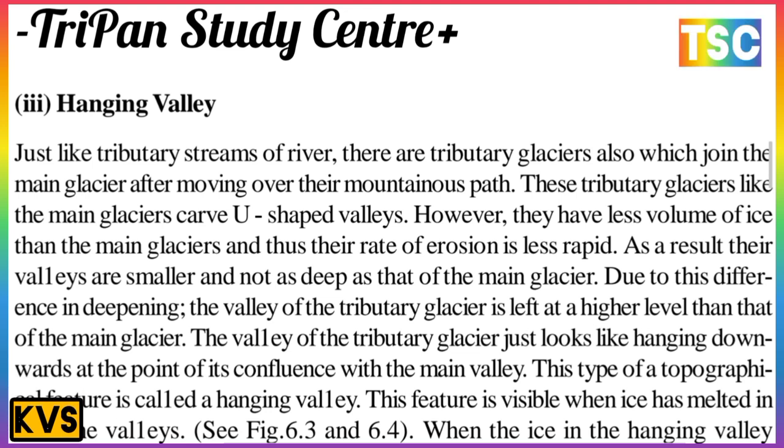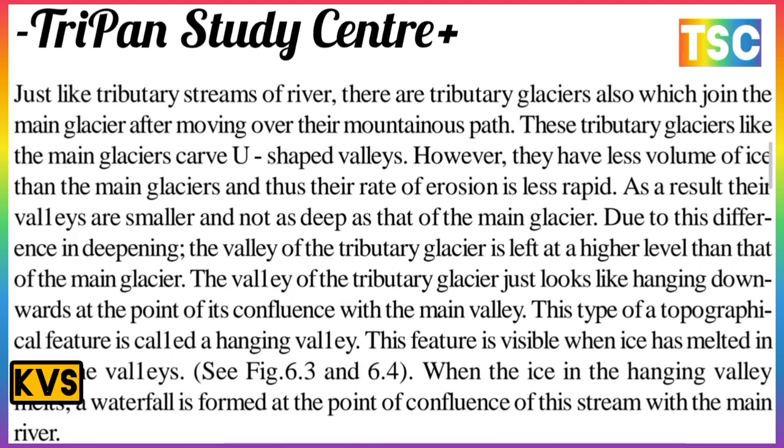Due to this difference in deepening, the valley of the tributary glacier is left at a higher level than that of the main glacier. The valley of the tributary glacier looks like it is hanging downward at the point of its convergence with the main valley. This type of topographical feature is called a hanging valley.